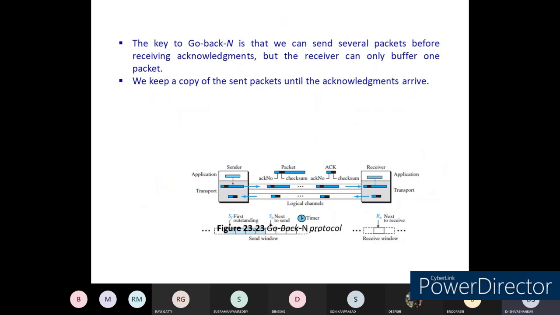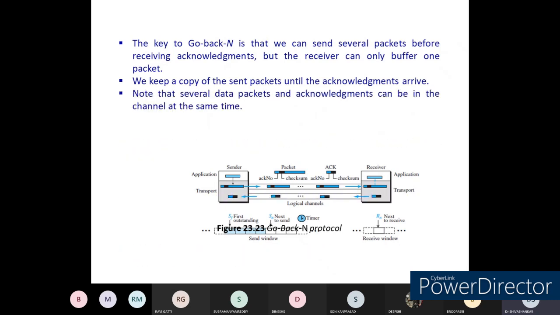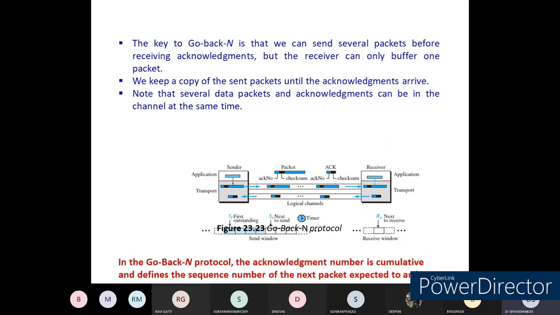Same thing. Until all the data packets are delivered to the receiver, the copy of the sent packet, meaning the original data packet, will always be available at the sender. Several data packets and acknowledgements can be in the channel at the same time, right? In the same channel, at the same time, in the same communication path, the ACK signal will be transmitted to the sender, stating that the data packet was successfully received from the sender.